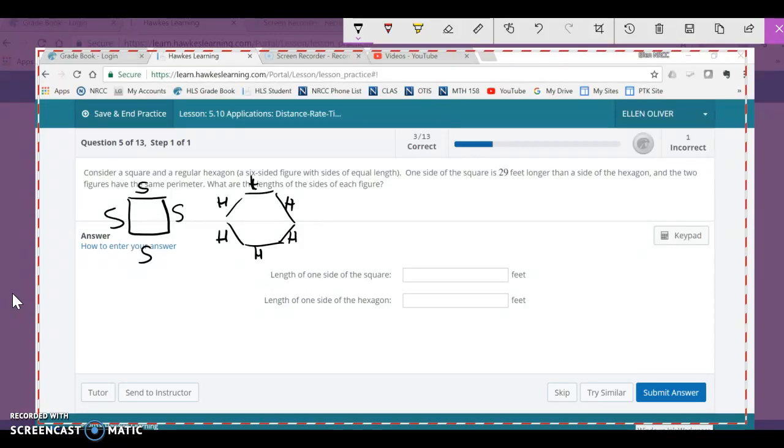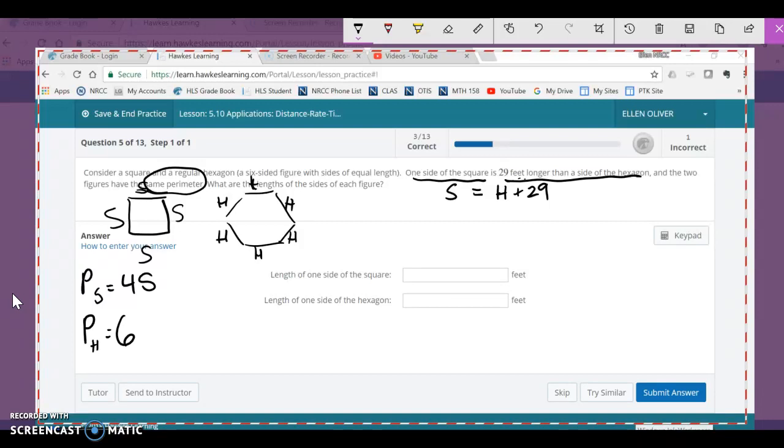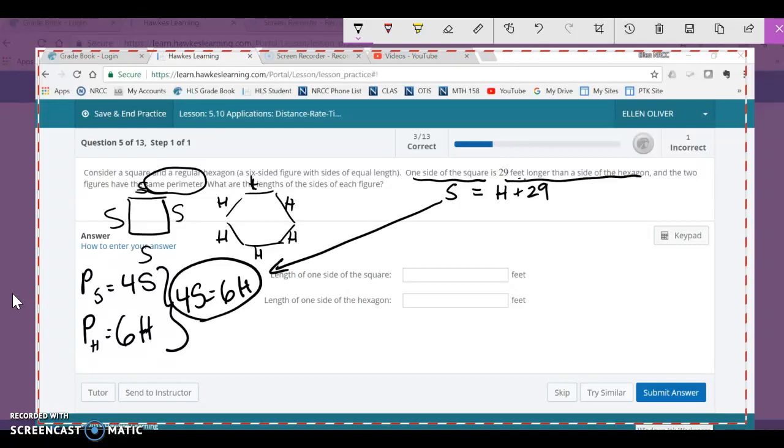One side of the square, S, is 29 feet longer than a side of the hexagon. So a hexagon side plus 29. There's one equation. The two figures have the same perimeter. So the perimeter of a square is 4 times the length of a side. The perimeter of a hexagon is 6 times the length of the side. And we're told that those are the same. So our equation here is that 4S equals 6H. There's our second equation. So let's substitute this guy into here.